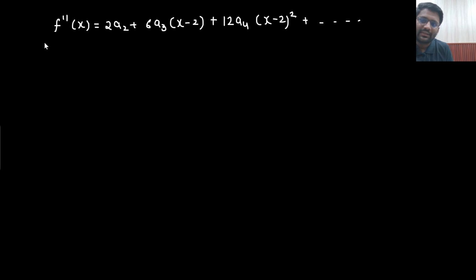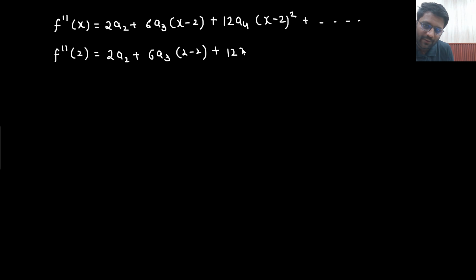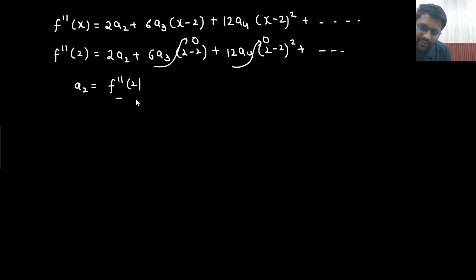Now what I will do, I will simply put x equals to 2 in this expression. So what I will be getting, this will become 2a2 only. What will this become? 6a3 into 2 minus 2. So this will become 0. 12a4 into 2 minus 2 whole square. This will also become 0, and so on. Now what is the value of a2 I am getting? So sir, a2 is coming out to be simply nothing but f double dash 2 divided by 2.